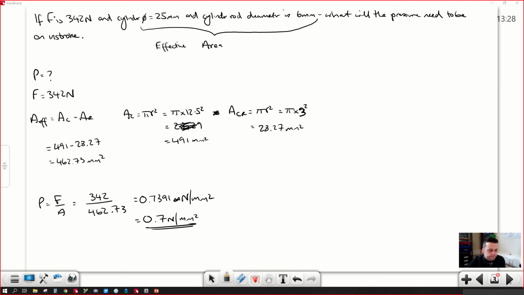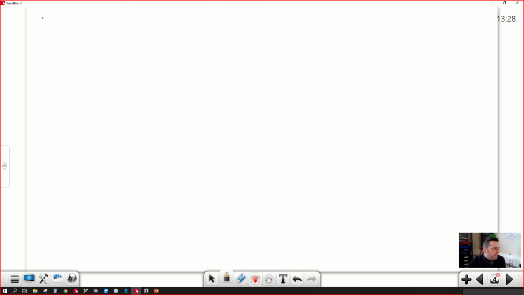Okay, so if the pressure is 0.30 newtons per millimetre squared and the force is 199 newtons, and the diameter of the cylinder rod, the thin bit, is 9mm, what is the required diameter of the cylinder?